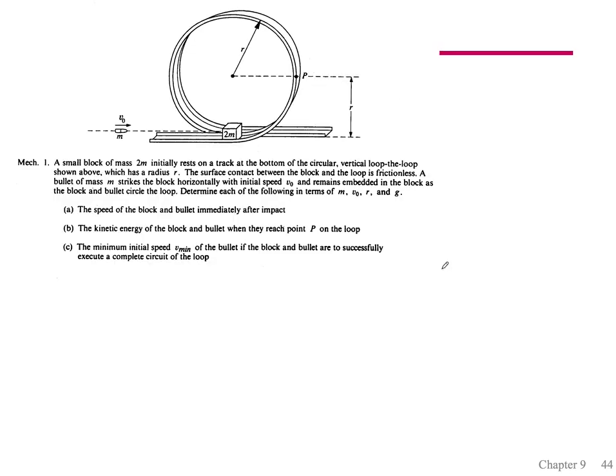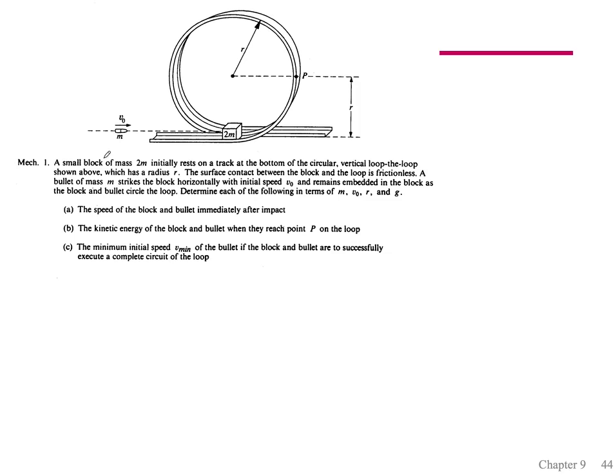Want to wrap things up with 3 AP problems that involve conservation of momentum. In this case, if you read it, a small block of mass 2m is initially at rest on a track at the bottom of a circular loop-de-loop as shown above, which has radius r. Okay. The surface contact between the block and the loop is frictionless. Oh, good. A bullet of mass m strikes the block horizontally with initial speed v0 and remains embedded in the block as the block and bullet circle the loop. Determine each of the following in terms of m, v0, r, and g.